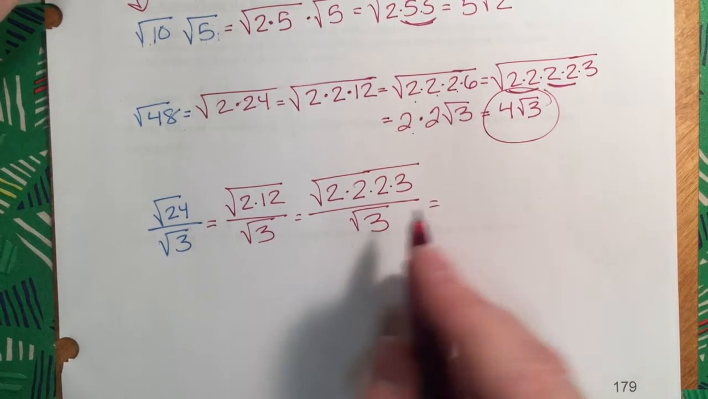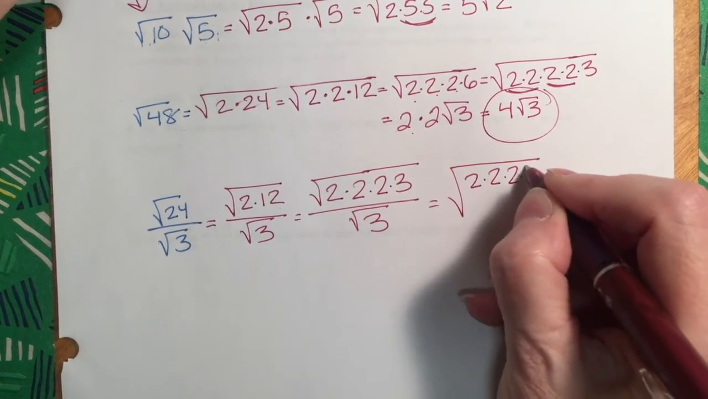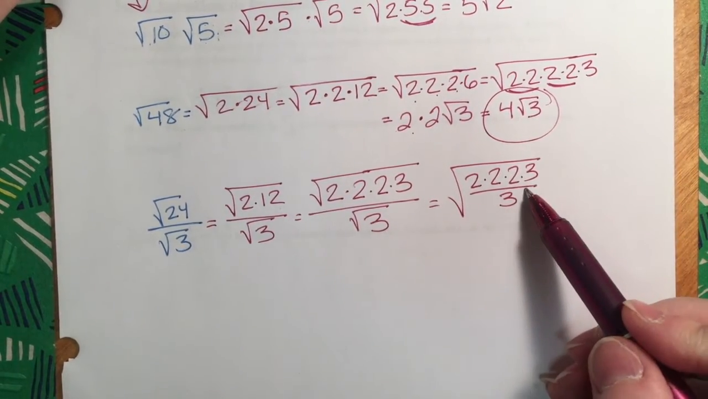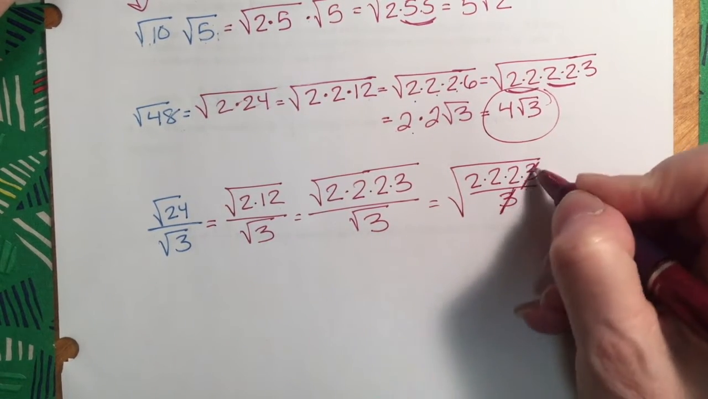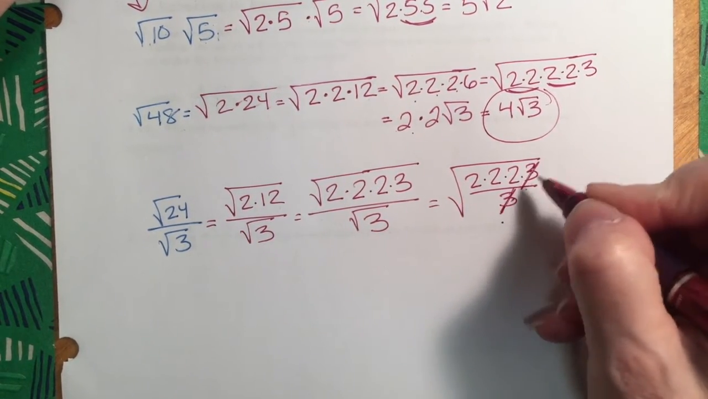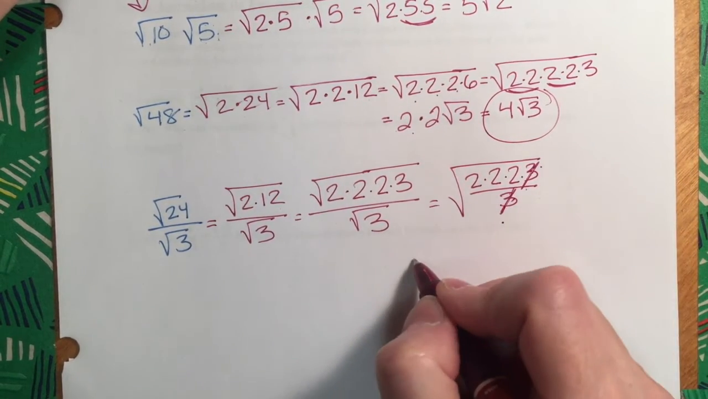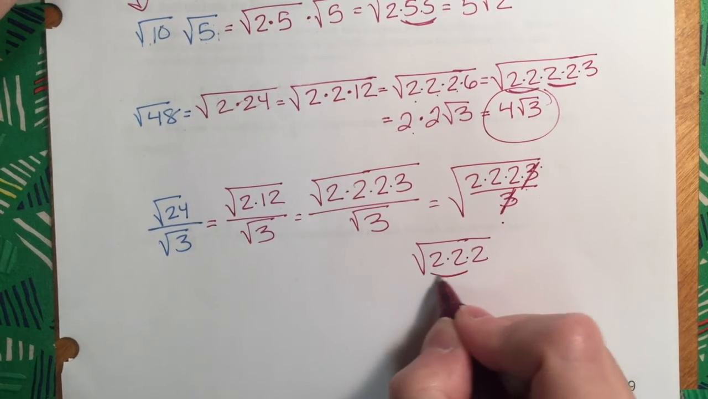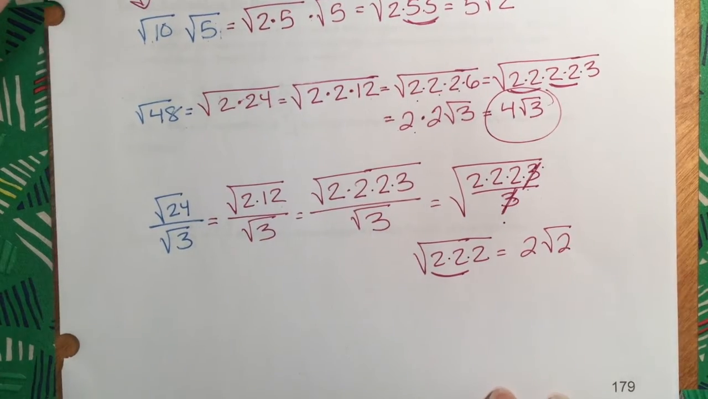Remember, if it's a division, you can put it all together. 2 times 2 times 2 times 3. Divided by 3. Remember, when you have a fraction, you can divide the same number out of the numerator and denominator. We can divide out a 3 on both sides. And then what have we got? We've got the square root of 2 times 2 times 2. Pair of 2's. 2 square roots 2.